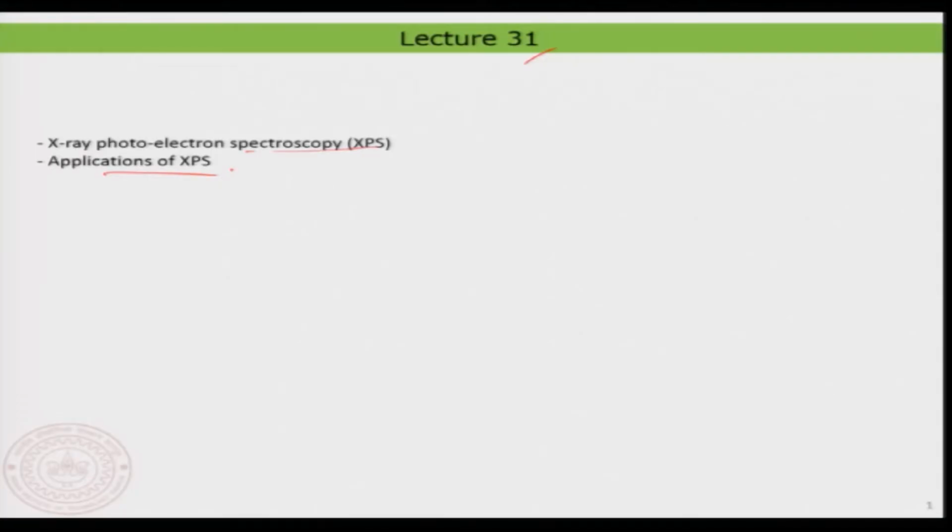So, in the last lecture we had looked at ultraviolet photoelectron spectroscopy. We have seen the capabilities of it, and now we will move on to X-ray photoelectron spectroscopy, and we will also look at the applications of X-ray photoelectron spectroscopy to understand in greater detail what this spectroscopy can do, particularly from a surface science perspective.